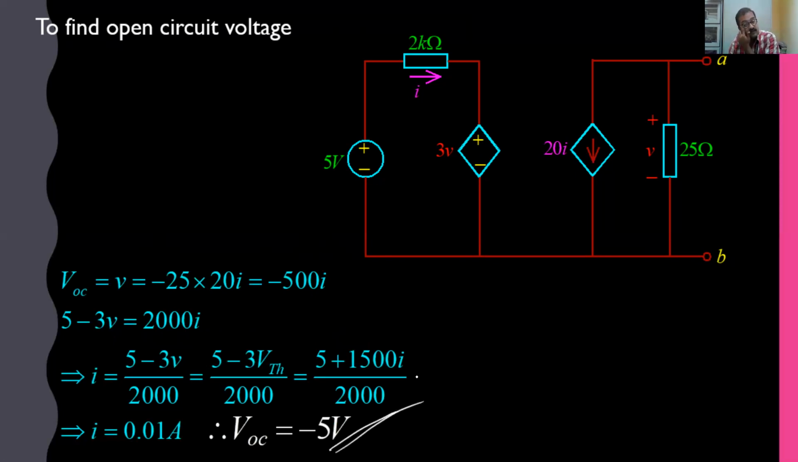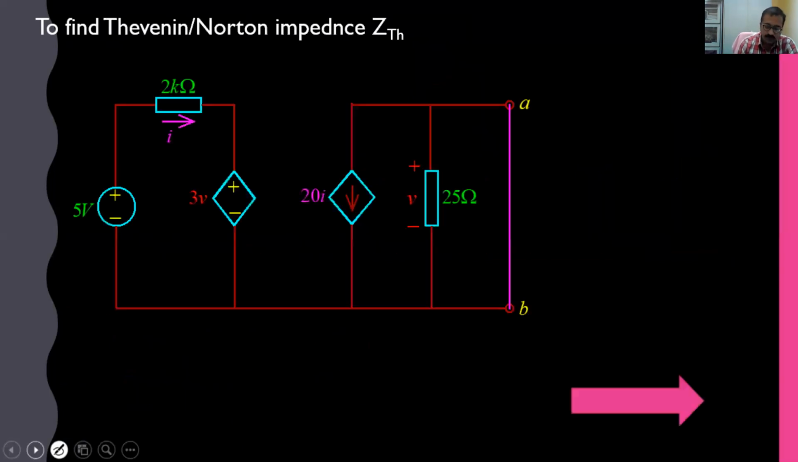Now what next? We have to find the short circuit current. How to find short circuit current? Short circuit the load points. Once you short circuit this, what happens? This 25 ohm becomes redundant. Why? Because 25 ohm is bypassed by the short circuit. Current will always flow in the least resistive path. Short circuit means R is equal to 0. So the entire current from this dependent current source will be flowing through the short circuit at points A and B. That means 25 ohm can be removed.